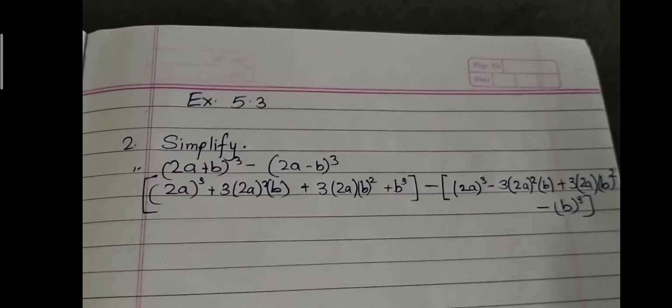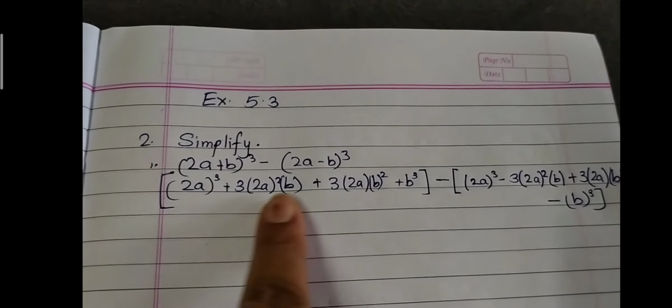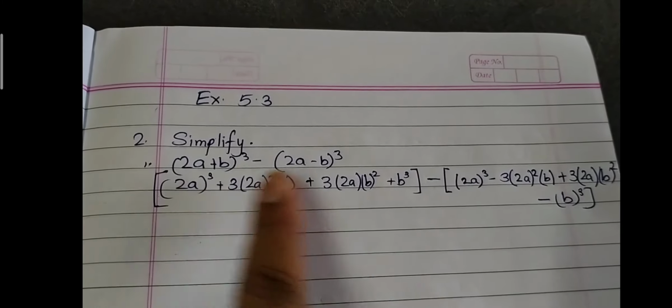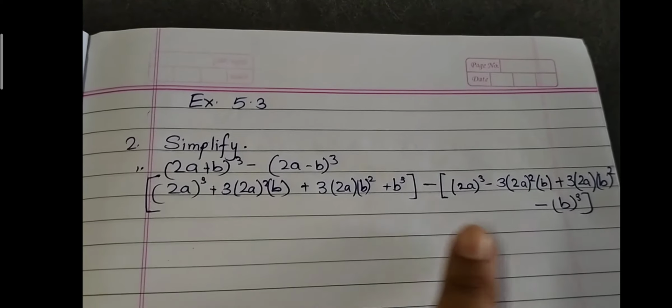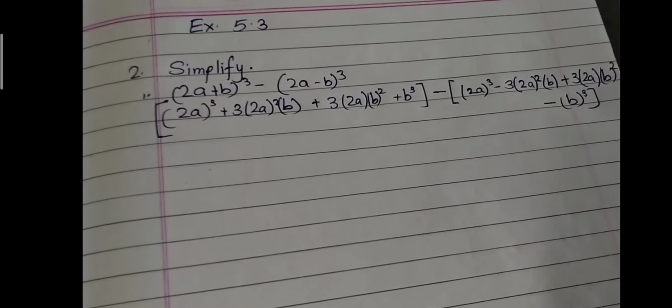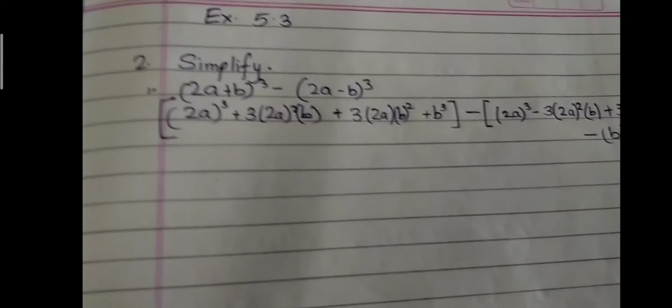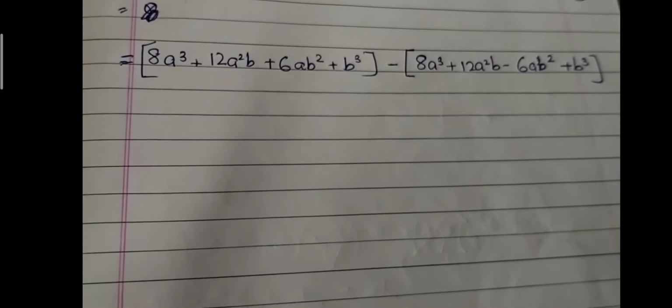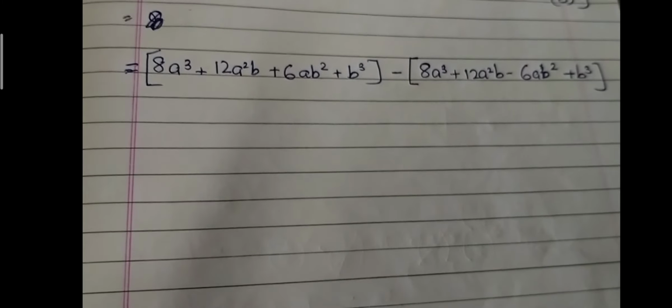When we open the bracket, as per the formula, we put the whole thing over here, (2a plus b) cube, and this minus sign we will put, and then the whole formula is like this. Now we will open the brackets and put the proper values to it. After multiplying, we will get this answer.